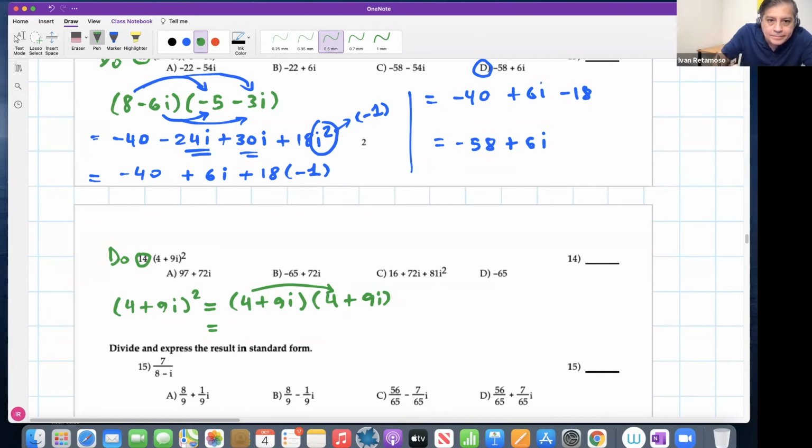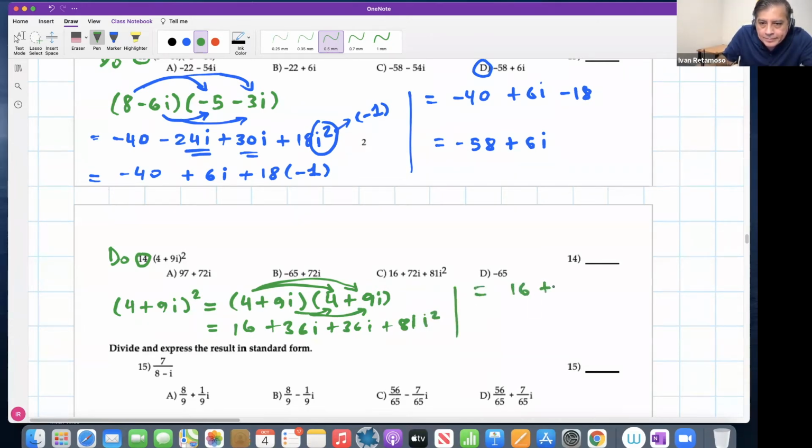4 times 4, 16, right? 4 times 9, 36i. Again here, 36i. This 81i squared, right? But I squared, remember, is just negative 1. Combining these two like terms, I get 72i. Since I squared is negative 1, multiplied by 81, this will be negative 81. And when you do the math here, you may use your Desmos scientific calculator, or any scientific calculator of your choice. 16 minus 81 is negative 65 plus 72i, which should be the final answer. Okay. Very good, guys.